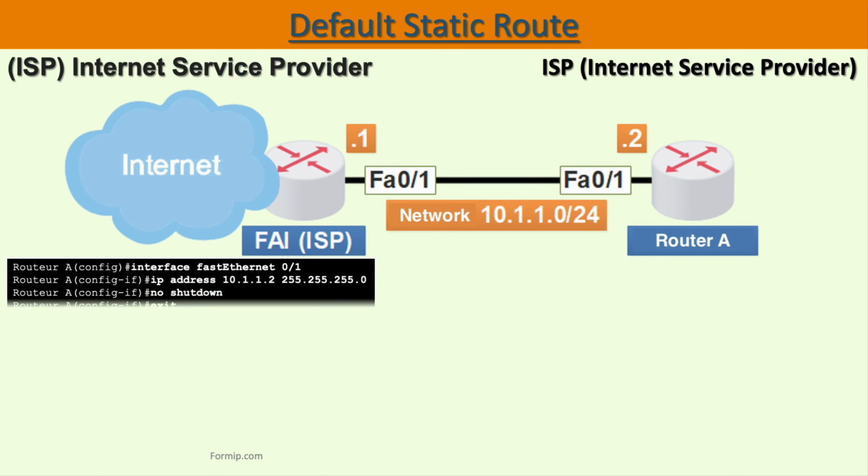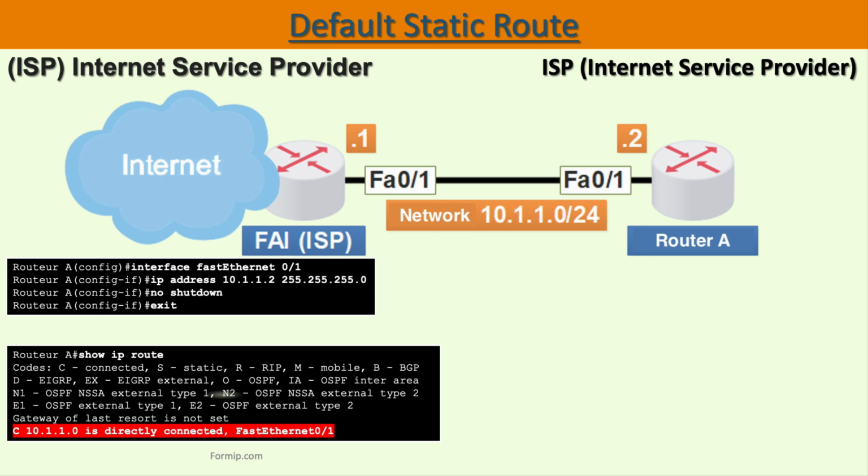To start, we're going to assign the IP 10.1.1.2 on our router A. The ISP's router is usually already configured. By doing a show ip route on router A, we see that it only knows the 10.1.1.0 network, the one directly connected to it. This means that in the current state, if it receives a packet destined for another network, it will delete it. Basically, the router won't be able to access the internet.